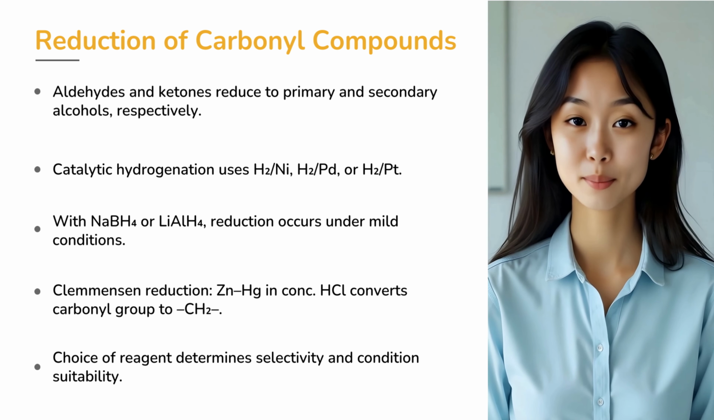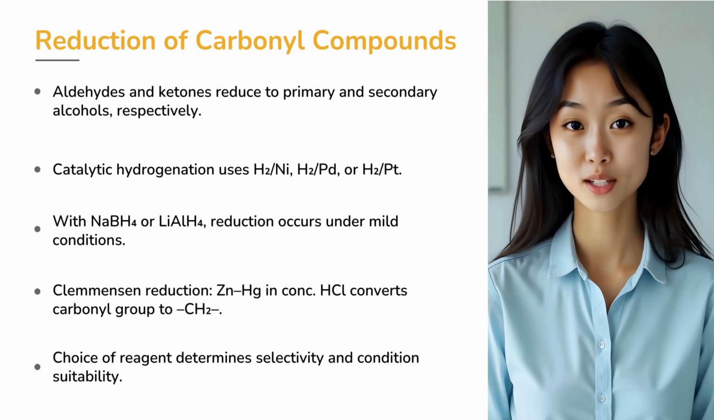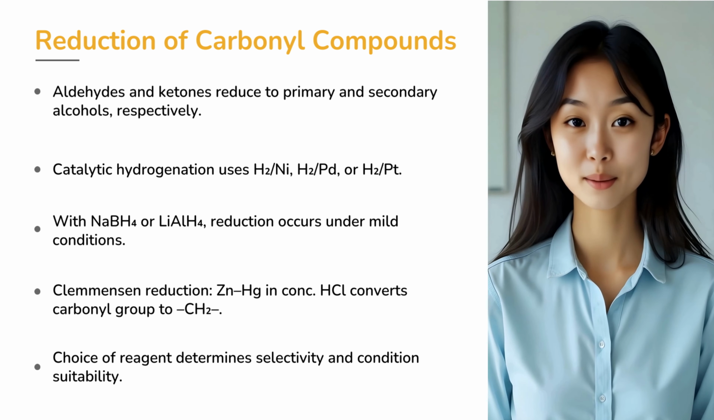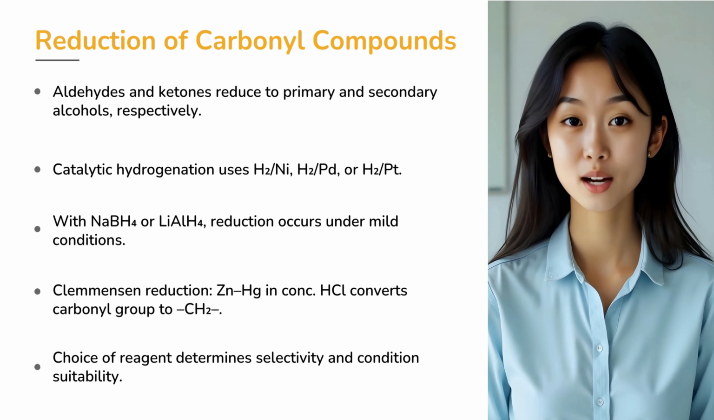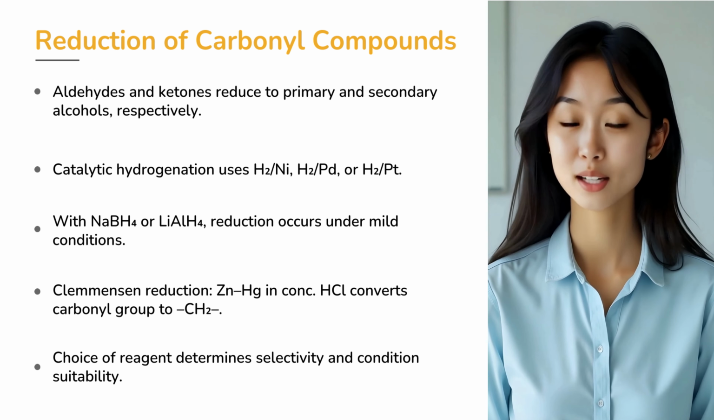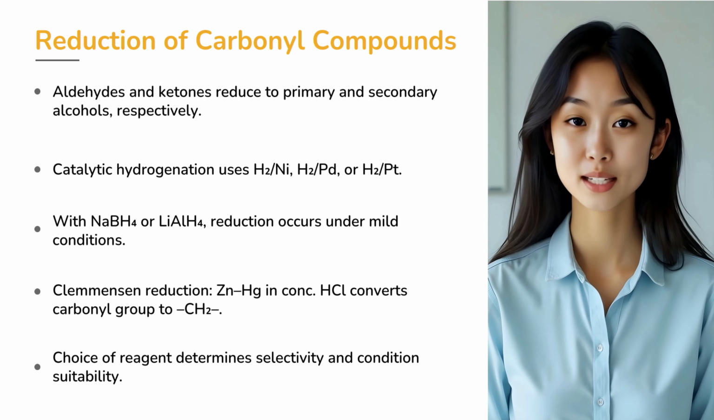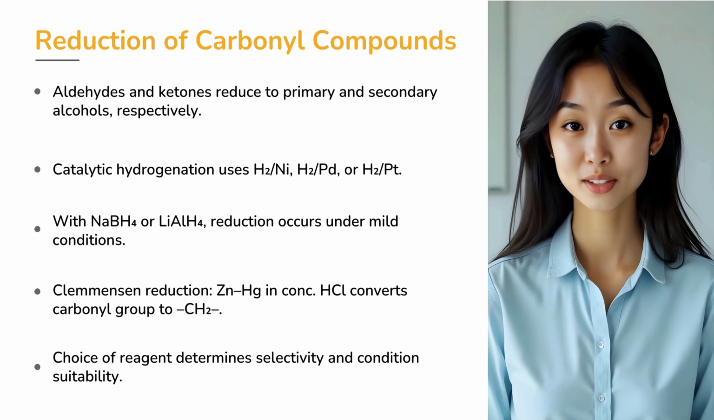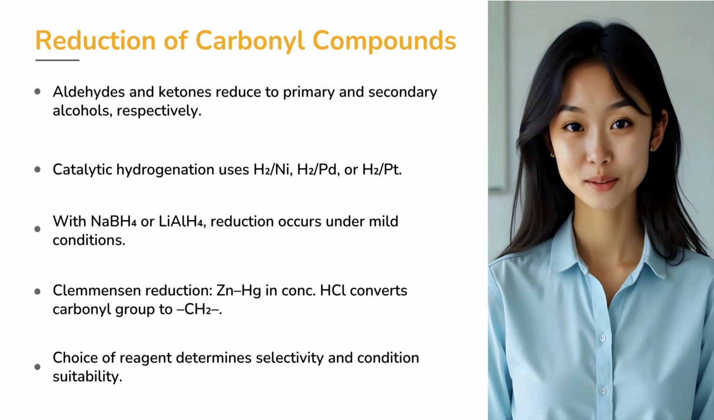The reduction can be achieved with catalytic hydrogenation using hydrogen gas over nickel, palladium, or platinum, or with milder reagents like sodium borohydride or lithium aluminium hydride. There's also the Clemmensen reduction, where zinc amalgam and concentrated hydrochloric acid reduce the carbonyl group to a methylene group, CH2. So, carbonyl groups can be tamed or even erased depending on the reagent you choose.